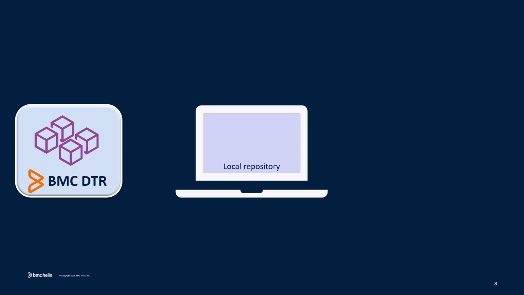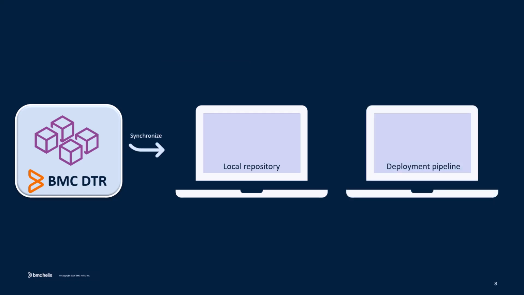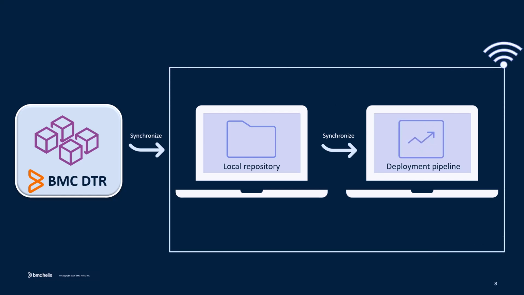The second method involves synchronizing container images to a local repository such as Harbor. This method is the preferred and recommended method. In this method, you create a local repository and synchronize it with BMC DTR, and configure your deployment pipeline to utilize these images. This ensures secure deployments without requiring direct internet connections.